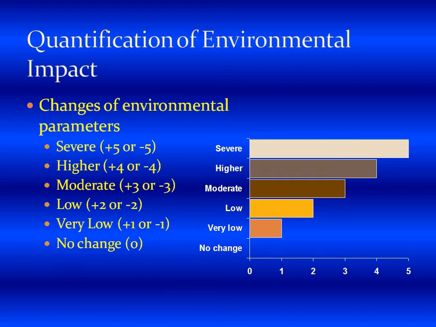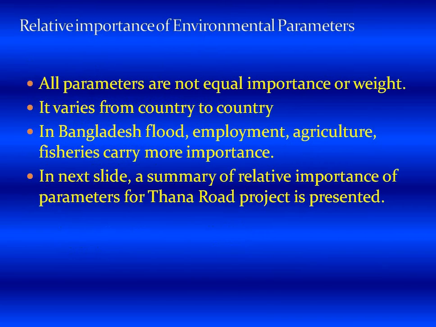Similarly, plus or minus 4 is high, plus or minus 3 moderate, plus or minus 2 low, plus or minus 1 very low, and 0 is no change. So these are the different activities, plotted. Based on this, the parameters are evaluated into a single number indicating the overall environmental loading.